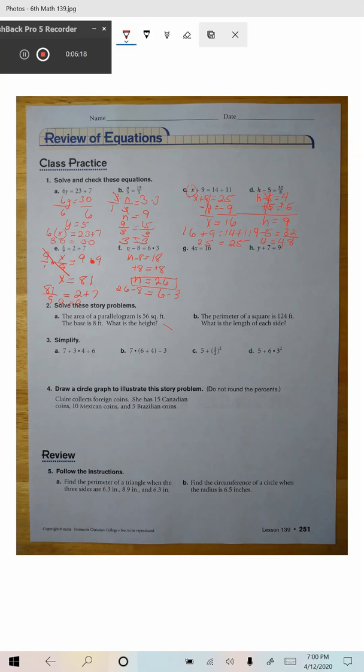26 minus 8 would be 16. No, 18. And 6 times 3 is 18. 4 times x, that's what this means. 4 times x. 4 times some number equals 16. Well, I don't know about you, but I already know it's 4, right? 4 times 4 is 16.